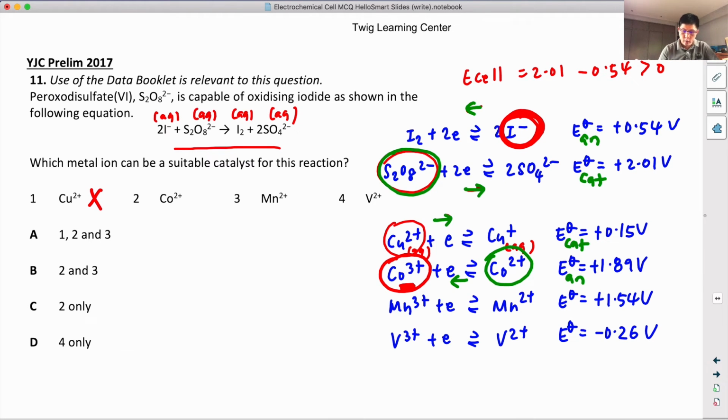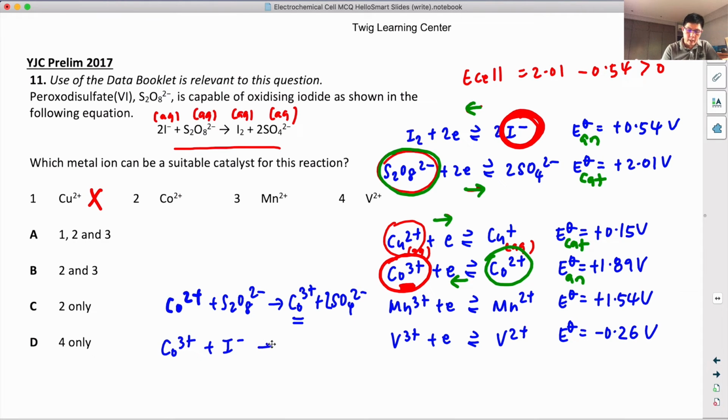Can you see that? So what is really happening is something like this. Cobalt 2 plus is reacting with S2O8 2 minus. I'm not going to balance it, but I'll just give you the idea. It will react to give you cobalt 3 plus and SO4 2 minus, can? After that, the cobalt 3 plus will react with the I minus, and the I minus will become I2. And the cobalt 3 plus will go back to cobalt 2 plus. And then the cycle repeats itself.